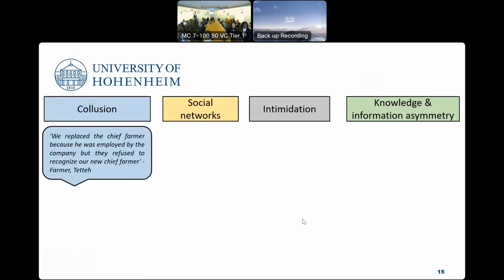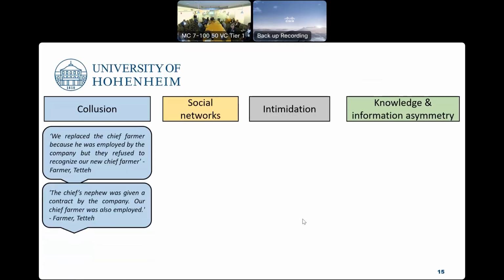So for collusion, there was a situation whereby most of the leading and influential people among the farmers were employed by the mining company. This quote here says that we replaced the chief farmer because he was employed by the company, but they refused to recognize our chief farmer. The chief farmer helps the surveyors of the mining company to go and survey the farms. When he was employed, the farmers decided that he had become compromised, so they would no longer let him represent them. But the mining company insisted that they would not recognize the new one. So they continued to work with him.